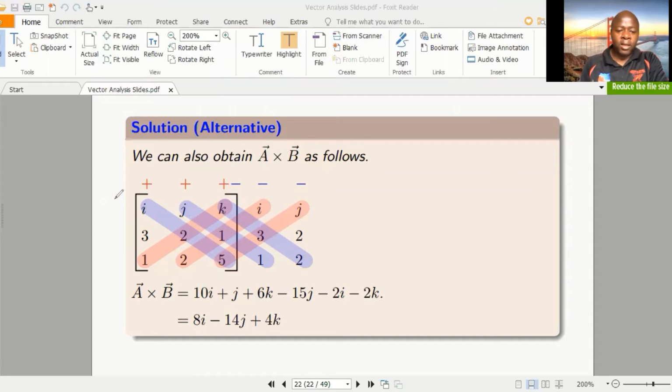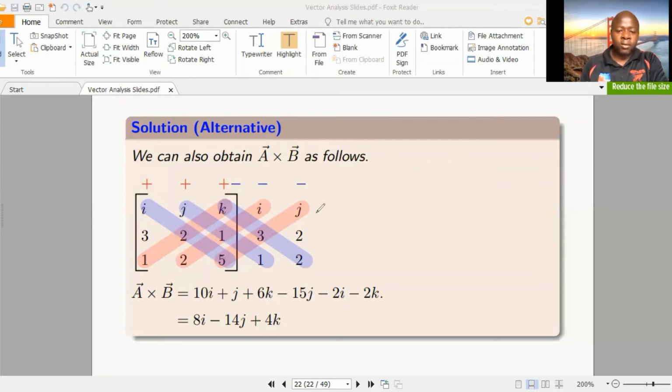And then you realize that we have 3 diagonals in blue. These 3 diagonals in blue running from top left to bottom right. We multiply along these 3 diagonals as we add the results. For instance, this diagonal would be 10I. This other diagonal would be 1J. And this other diagonal would be 6K.